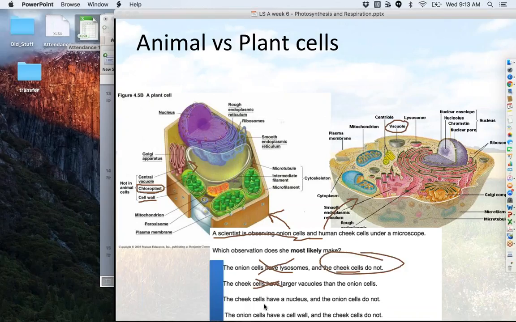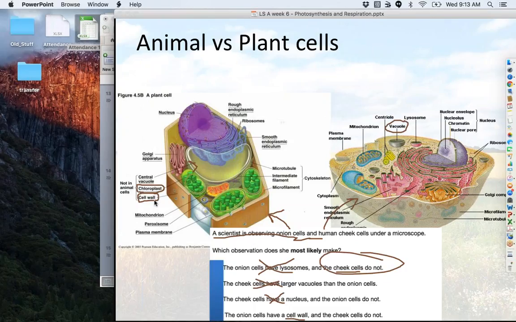Cheek cells have a nucleus. Sarah's going with D. All right. Everybody's going with D. Yeah, that's right. Cheek and onion cells both have a nucleus. Very good, Zechariah. So the only one that it can be, since this is the difference between plant and animals, is that the onion cells have a cell wall and the cheek cells do not.